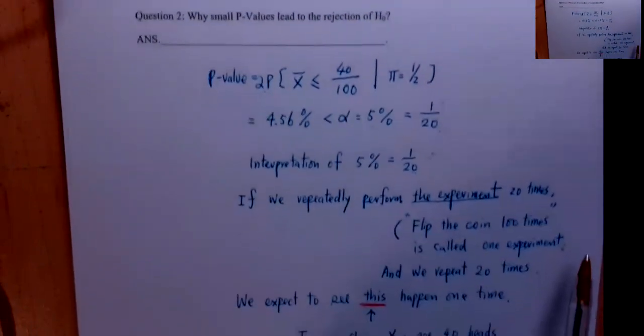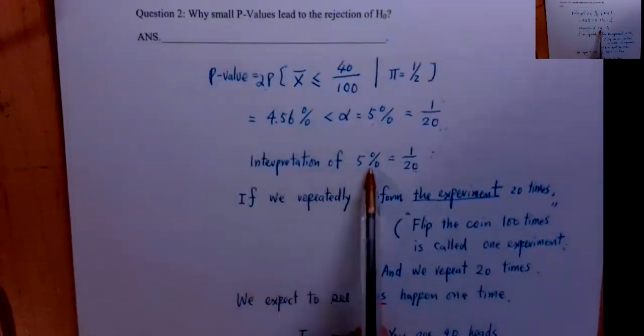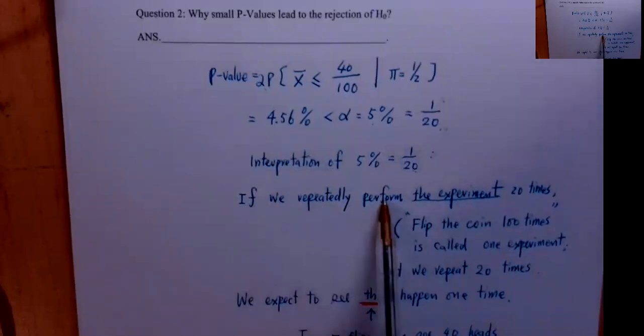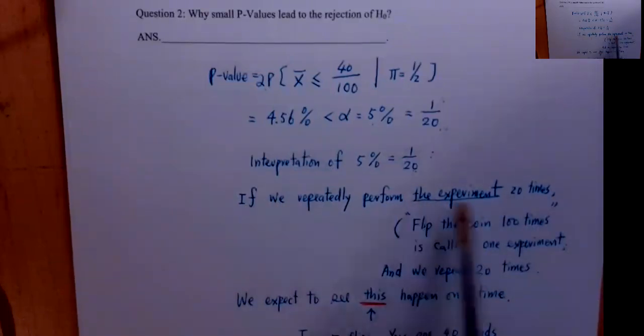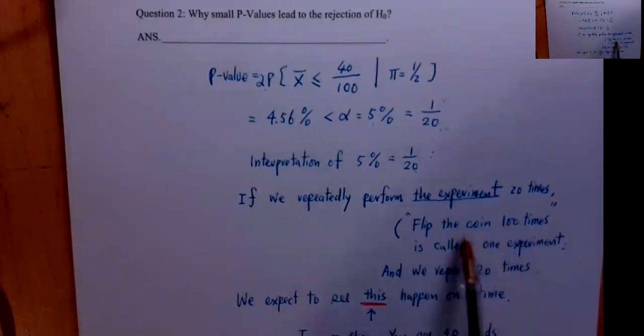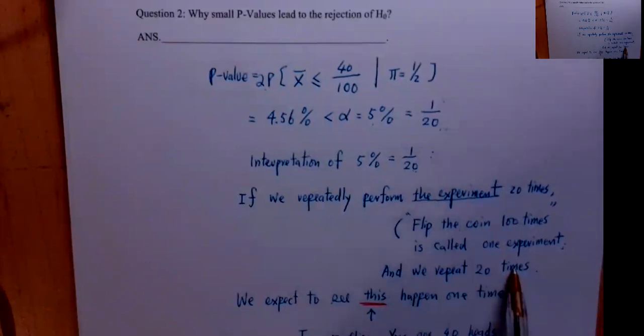Let's look at the interpretation. The interpretation of 5% is 1 over 20. That means if we repeatedly perform the experiment 20 times, what is one experiment? Flipping the coin 100 times is called one experiment. So we repeatedly do this 20 times. That means how many times do we flip the coin? 20 times 100, that's 2,000 times. We flip the coin 2,000 times, and every 100 flips is one experiment, okay? So we repeat 20 times.